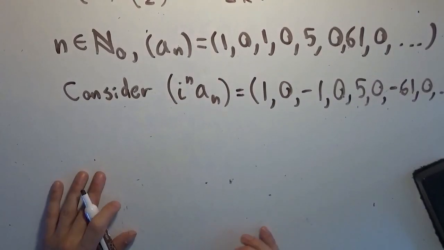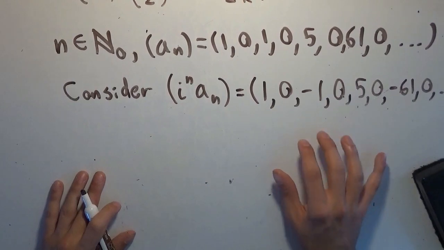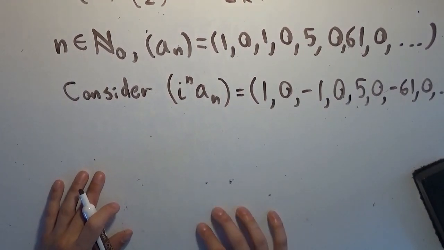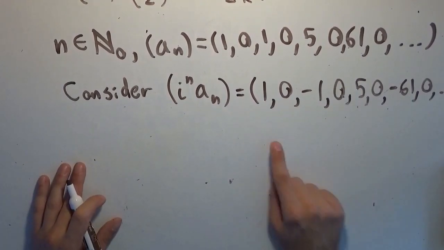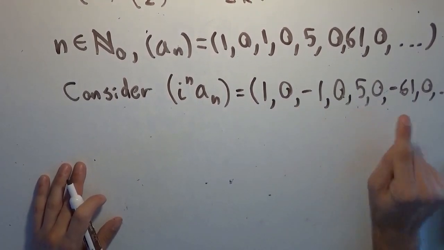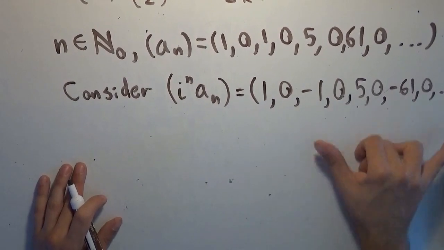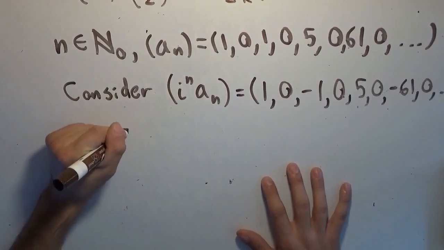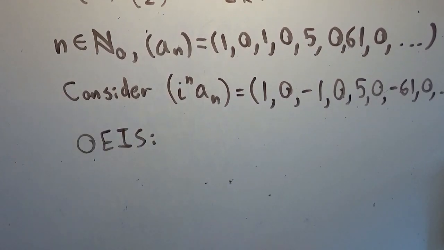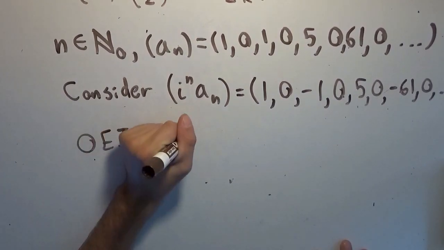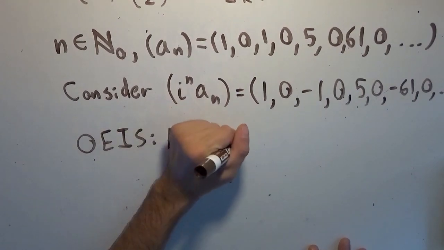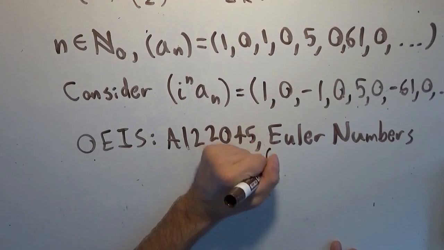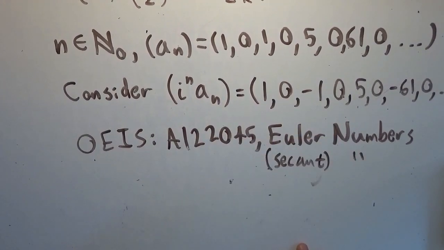But what I'm going to do now is I'm simply going to consult the Online Encyclopedia of Integer Sequences, which is a brilliant resource when you come upon an interesting sequence. And so I plug this sequence of numbers, 1, 0, -1, 0, 5, 0, -61, 0, etc., just those 8 numbers, into the Online Encyclopedia of Integer Sequences. And it gave me sequence A122045, which is the Euler numbers, also known as the secant numbers. And so now we have a name for these.